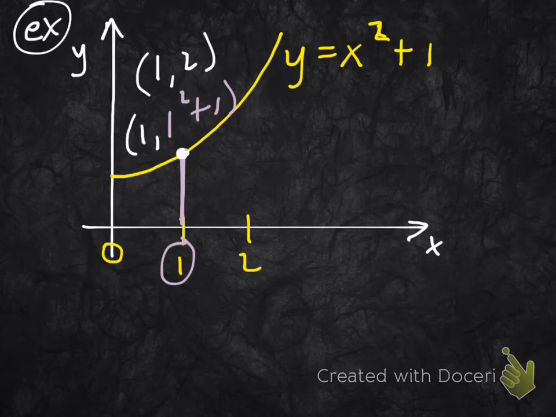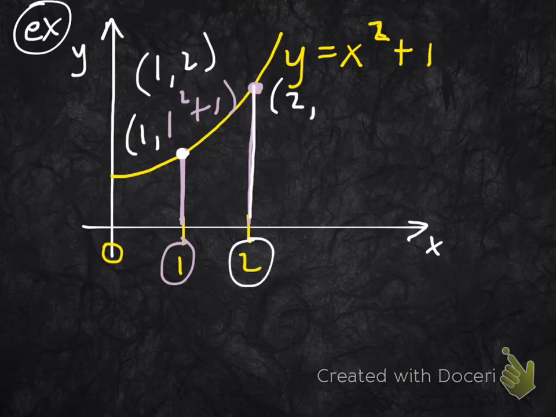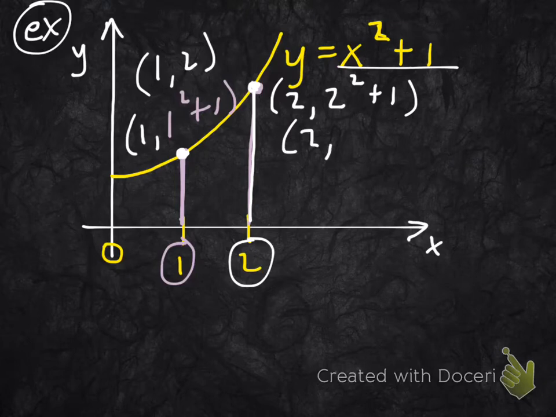Let's do another one. Let's go right up here to this point and list its coordinates. The x coordinate is 2, and the y coordinate would be what? If the point is on the curve, and the curve represents the picture of all the inputs and outputs, then if the input is 2, the output is 2 squared plus 1. We have to follow the rule. 2 squared is 4, 4 plus 1 is 5. So the coordinates of that point are 2, comma, 5.